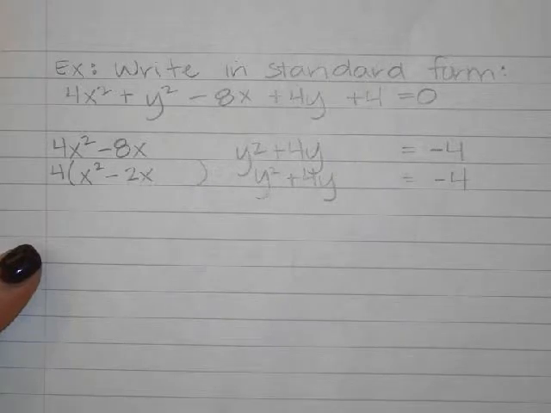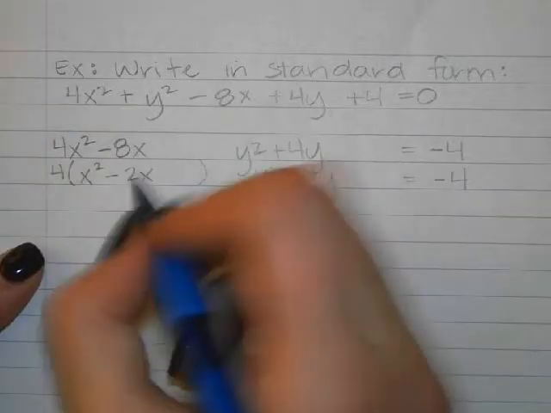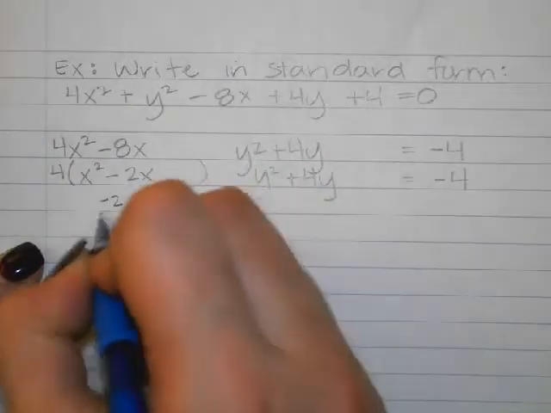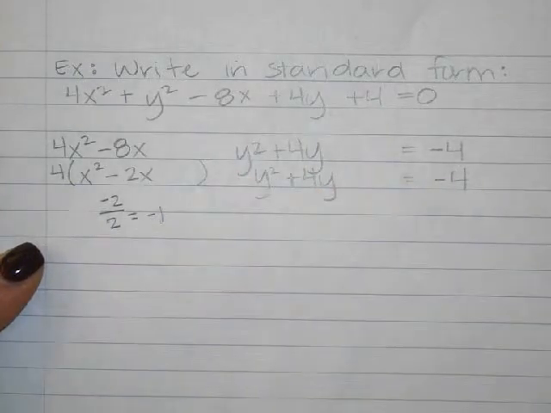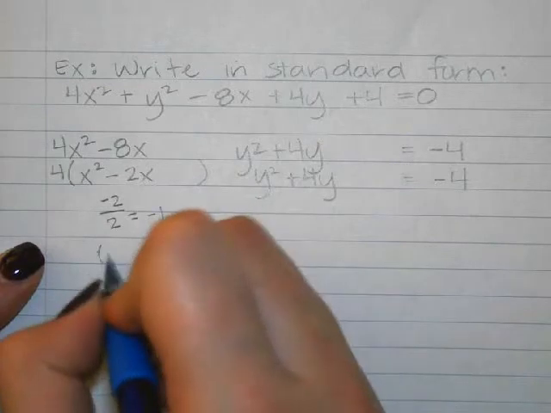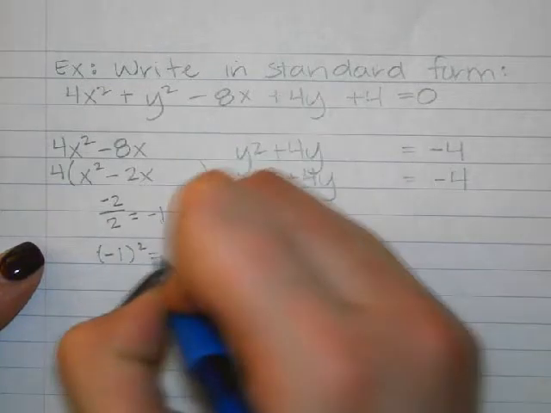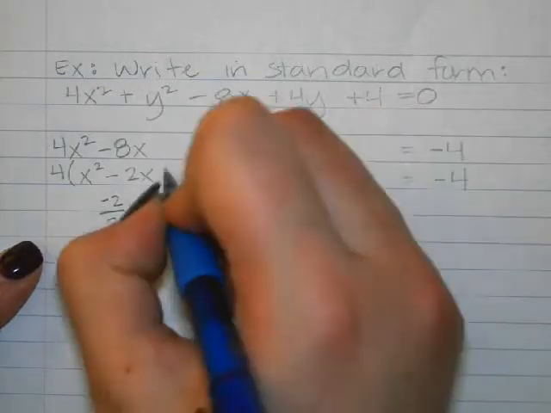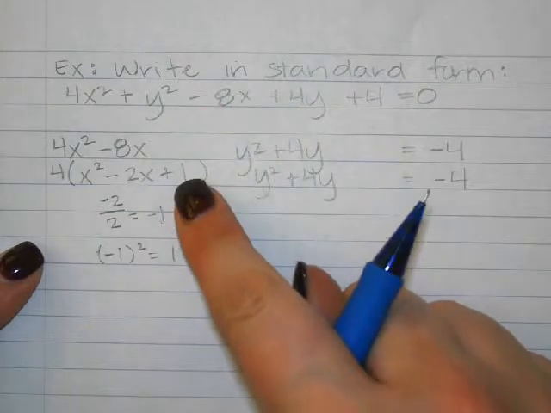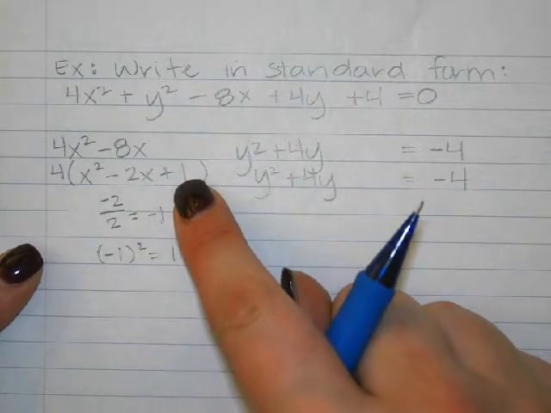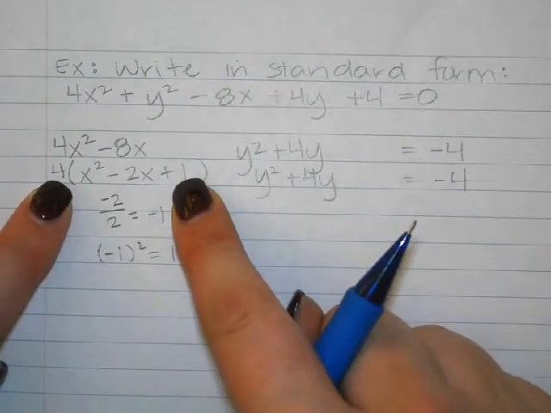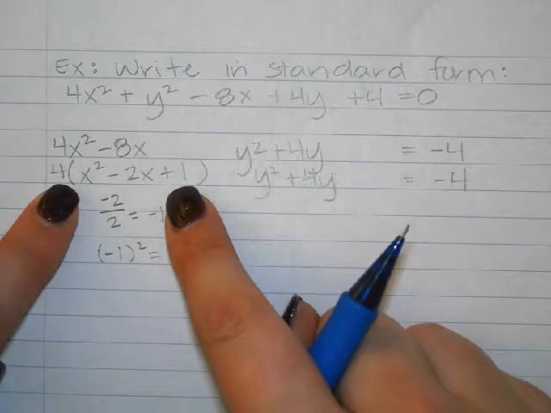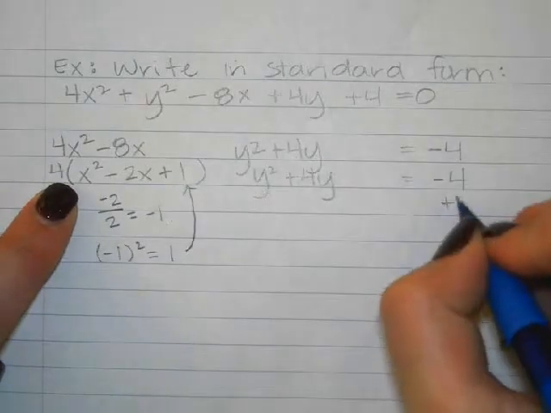And then what do I do? Divide by 2. So I'm taking my b value and dividing by 2, and I get negative 1. And then if I square it, what do I get? 1. So 1 is the number that completes the square, but I didn't really add 1. What did I actually add? 4. So since I added 4 to the left side, I have to add 4 to the right side.